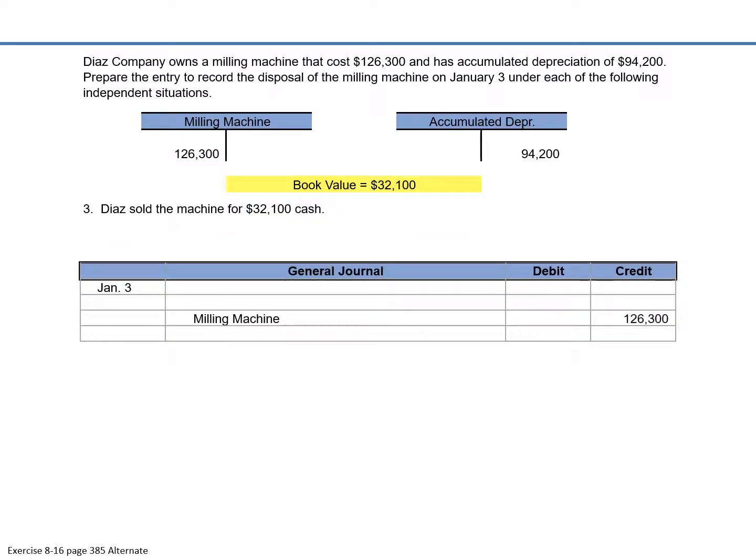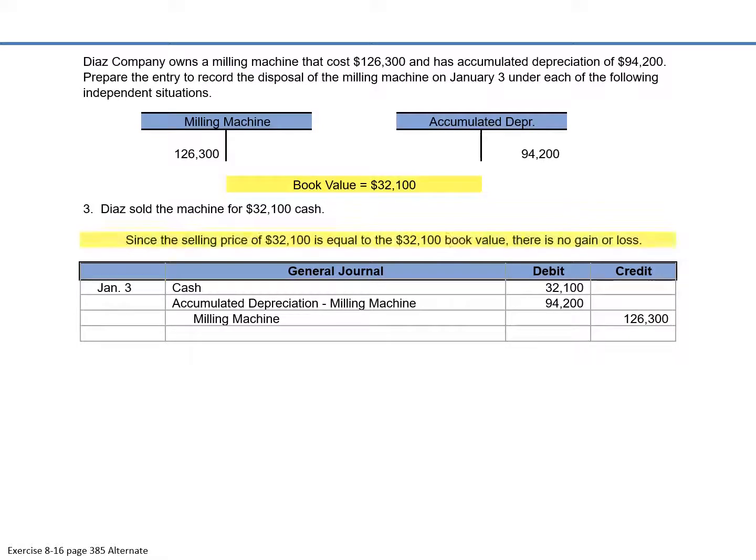Remove our milling machine, credit. Remove our accumulated depreciation, debit. We sold it exactly equal to our book value, right? So we have cash of 32.1. We don't have any gain or loss because they sold it for exactly equal to the net book value.